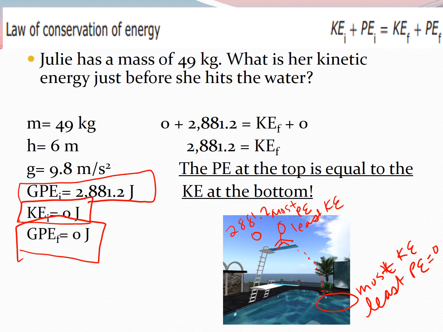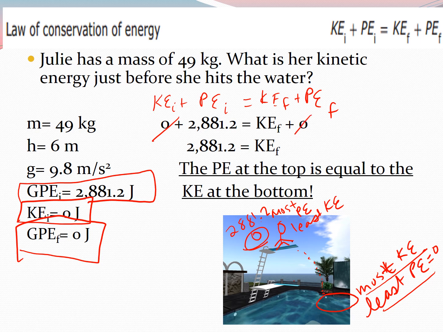And so here we have our initial, right? This is KE initial plus potential energy initial equals KE final plus potential energy final. So kinetic energy 0, just like we said here, plus potential energy initial, which we calculated, equals kinetic energy here, which is what we're trying to figure out, and potential energy at the very end is 0. So we can cross these out in our formula, and we find that our kinetic energy final is equal to our potential. So potential at the top is equal to the kinetic at the bottom.